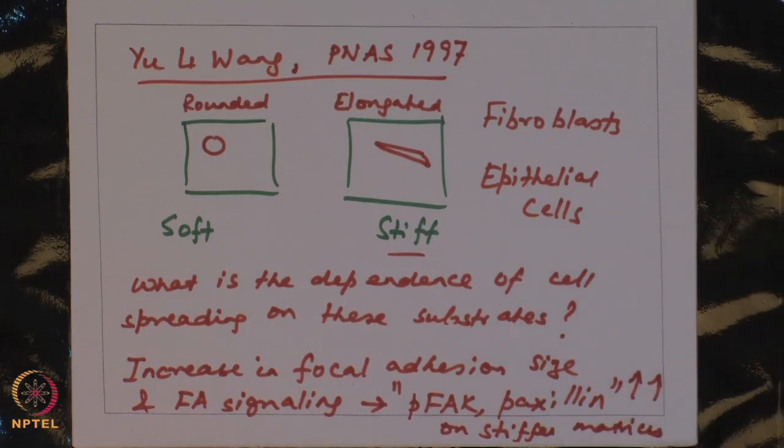Okay. So, subsequently there have been a lot of studies, but the question automatically arose: what would happen to other cell types if they were placed in such environments? And spreading is of the order of 5-6 hours. What would happen to longer time events?